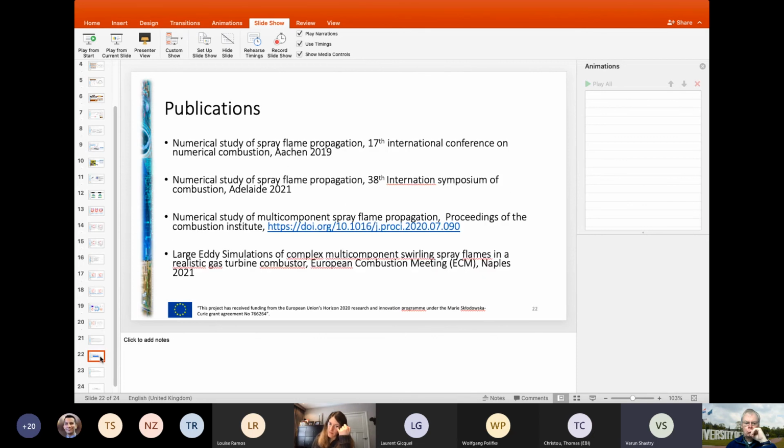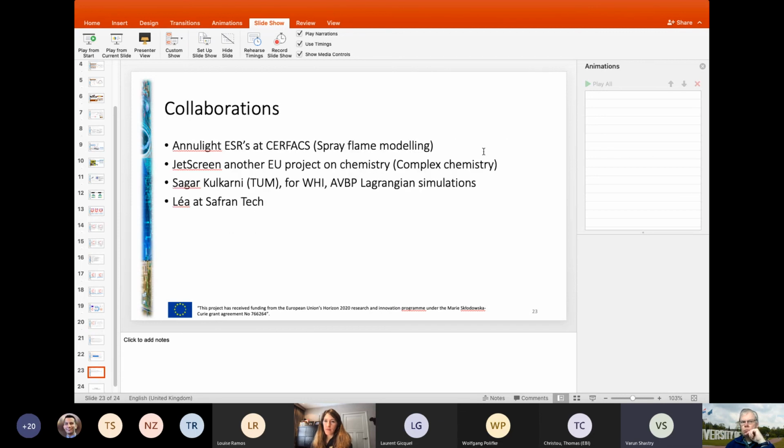So the part I showed with respect to the flame structures will be presented to the ECM meeting next month. I'll probably send over a draft so that everyone can look at it. And in terms of collaboration, I've been very lucky to work with the Annulite ESRs at Surfax. There was another jet screen project with respect to the chemistry where there was a lot of interaction, and with Sagar at TUM for the Wiener-Hopf inversion and the AVBP simulations, and also at Safran Tech for this LOTAR configuration, which was also another secondment.